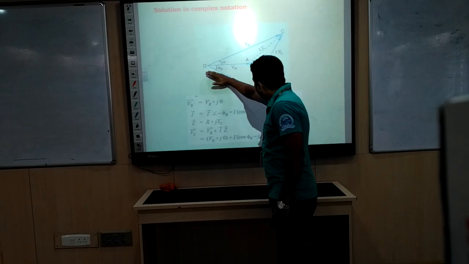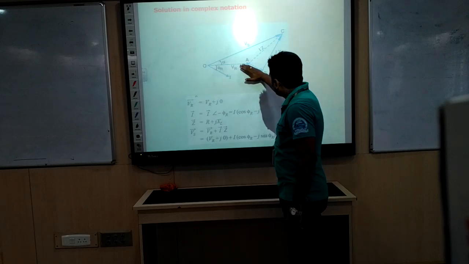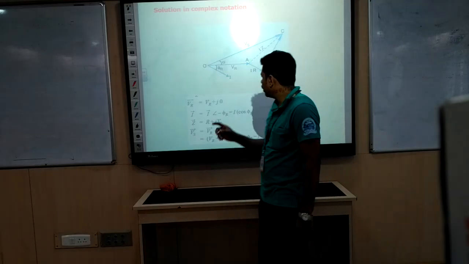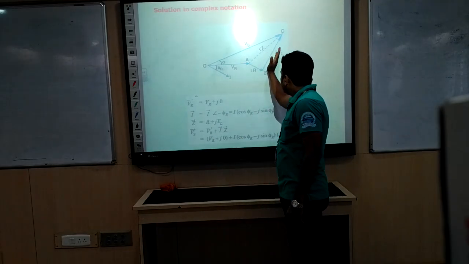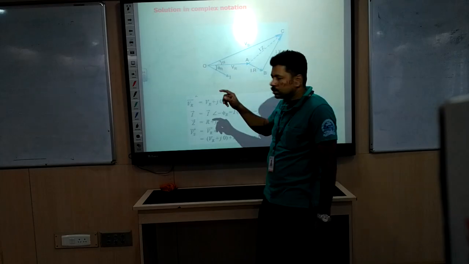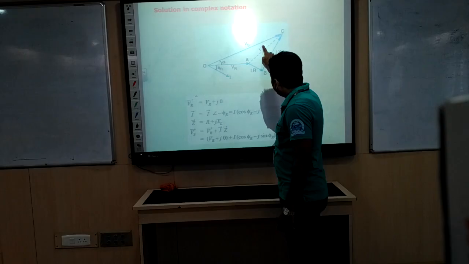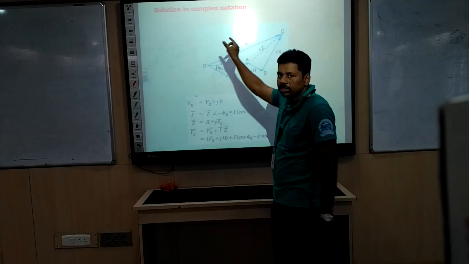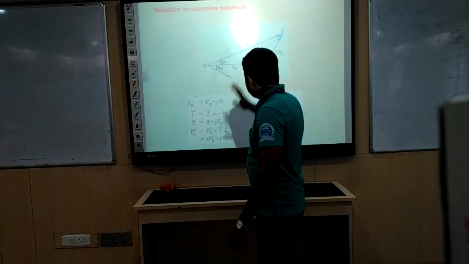Exactly in parallel with this current, you draw one line called IR, since the current is always in phase with the resistance. And from here, at 90 degrees, you draw IXL. That is another drop, due to the inductive reactance. In total, the drop is IZ. If you add the receiving voltage with these two drops, that is the sending end voltage.